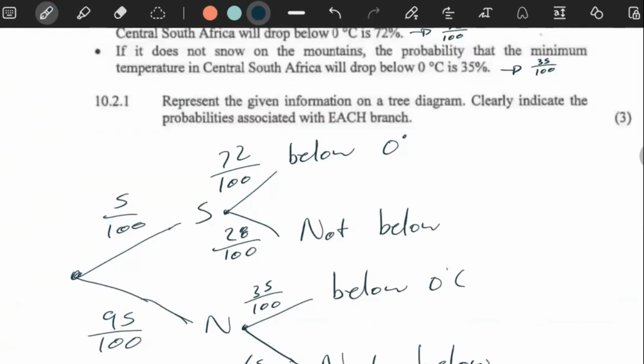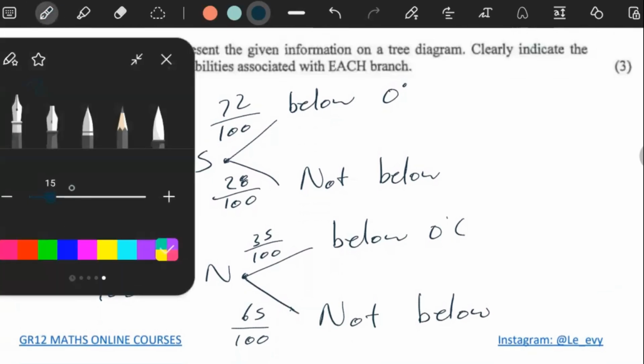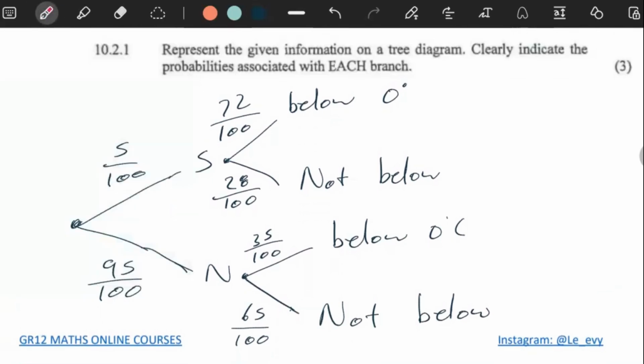Now, with this tree diagram, they say we should indicate the probabilities associated with each branch. So here this is snowing and below 0. So this is snowing and below. This is snowing and not below. This is not snowing and below. This is not snowing and not below.